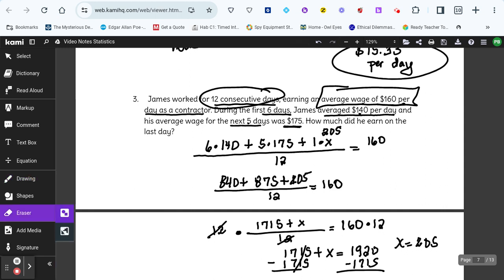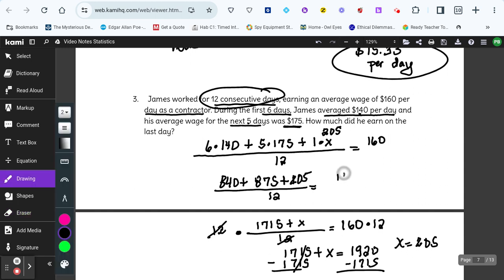Okay, and it should equal 160 because the average was 160. All right, so if you take 840, add it to 875, and then add 205, you get 1920 divided by 12, and it equals an average of $160. So he had to make $205 that last day, okay? Let me put the money symbol on this.